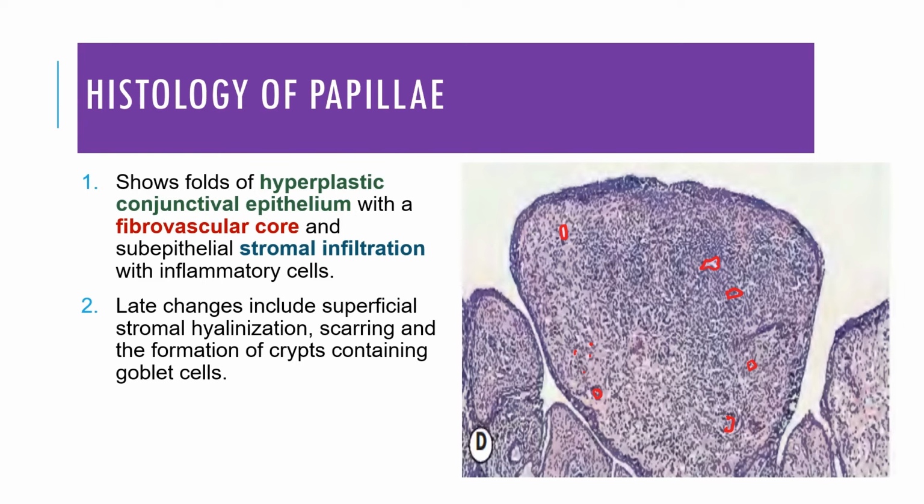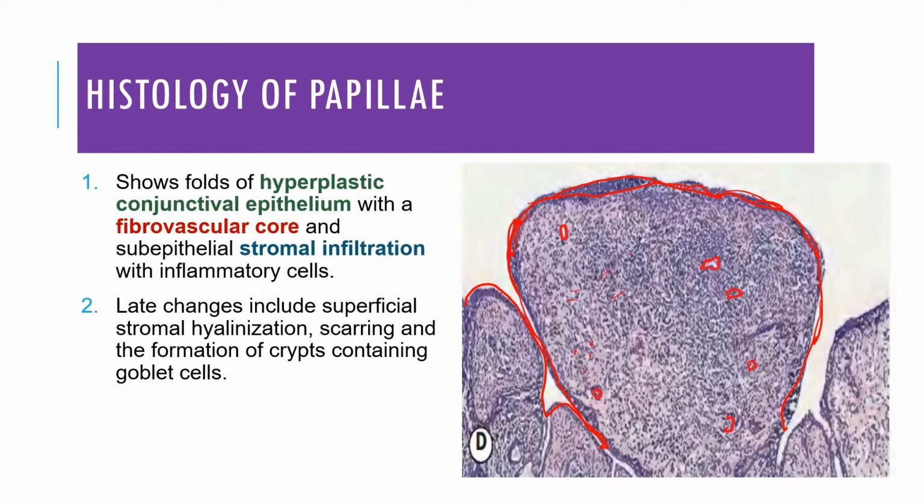Coming to the histology, what exactly is a papilla made up of? You will basically see this hyperplastic epithelium. All this dark purple color is your hyperplastic epithelium. Hyperplasia is nothing but an increase in the number of cells, so that is what we see in papillae. This epithelium is thrown into finger-like projections, and below the epithelium you see various blood vessels. That's called a fibrovascular core.